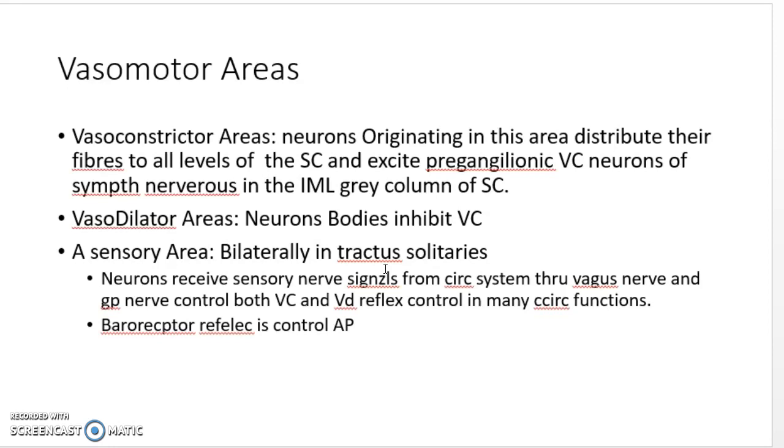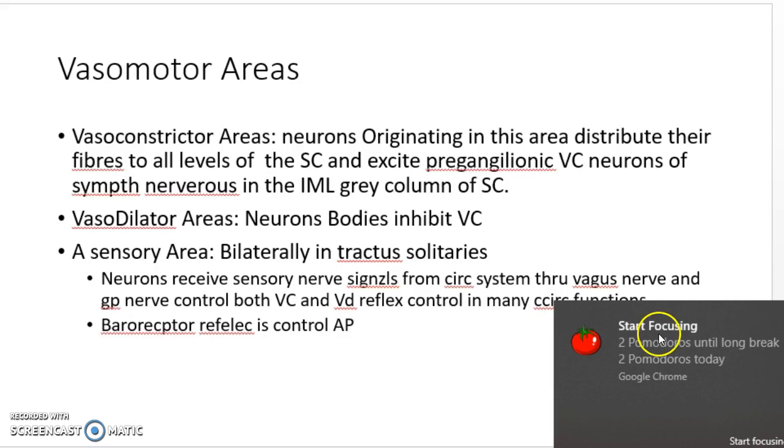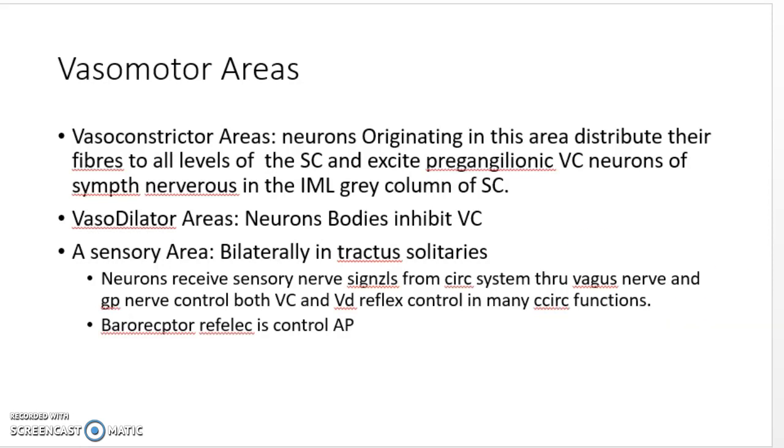And the last one is, of course, the sensory area. The sensory area involves the glossopharyngeal nerve and the vagus nerve. It is located bilaterally in the tractus solitarius. The neurons there receive from the glossopharyngeal and vagus nerves, and they control both vasoconstriction and vasodilation. And this is an example of a reflex. They perform reflex control of circulatory functions.